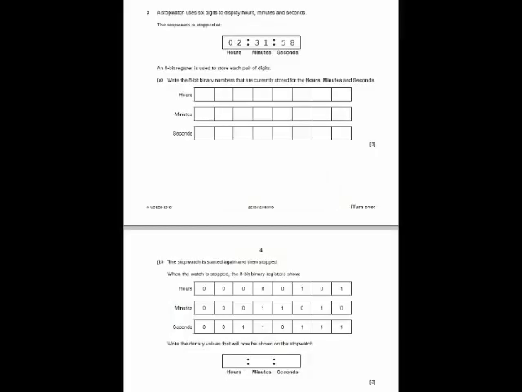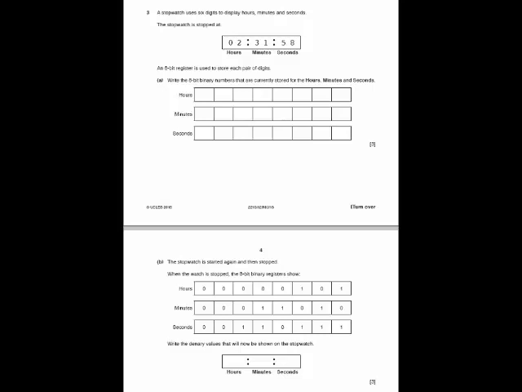Here is another question, a scenario-based question from May-June 2018, in which a stopwatch uses 6 digits to display hours, minutes and seconds, and the Denary values of hours, minutes and seconds are given. An 8-bit register is used to store each pair of digits. It means you just need to convert each Denary value of hours, minutes and seconds into an 8-bit binary register.